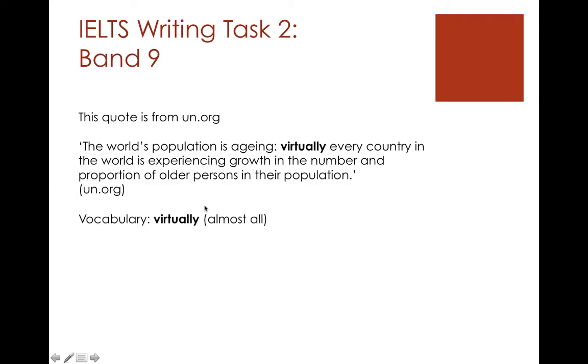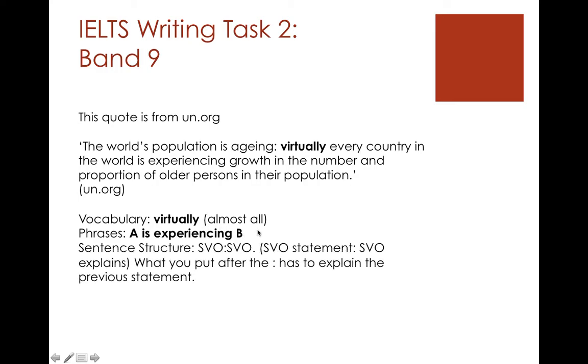So let's take a look at the vocabulary. Virtually means almost all. A is experiencing B, so the world is experiencing growth. And you can use this phrase in your essays. And the sentence structure: subject, verb, object, colon, subject, verb, object.